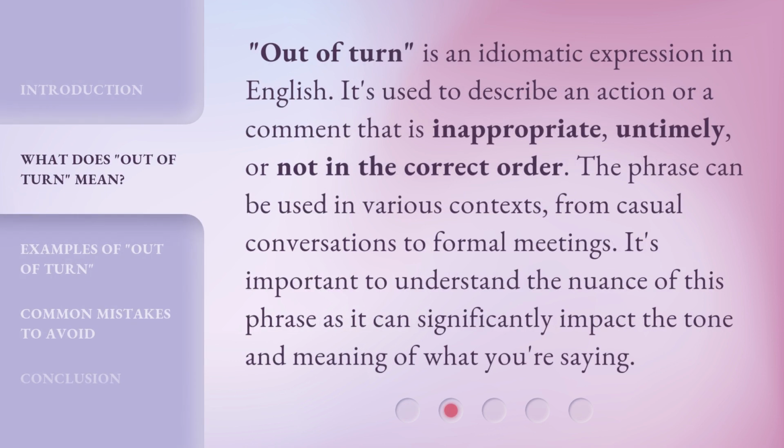Out of turn is an idiomatic expression in English. It's used to describe an action or a comment that is inappropriate, untimely, or not in the correct order. The phrase can be used in various contexts, from casual conversations to formal meetings. It's important to understand the nuance of this phrase as it can significantly impact the tone and meaning of what you're saying.